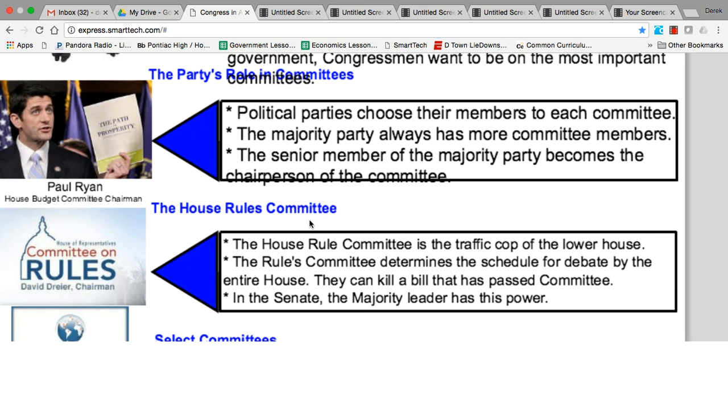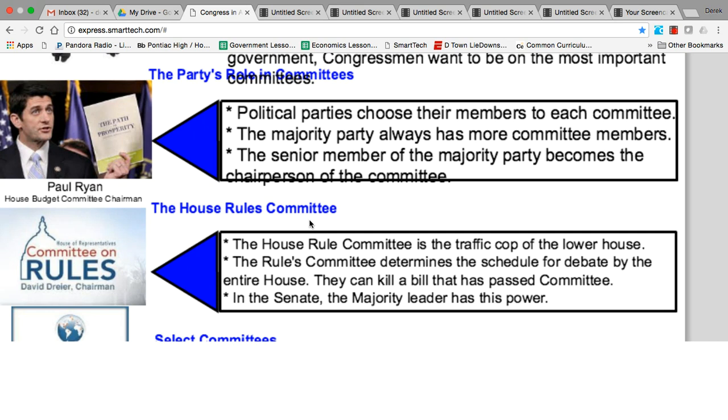It determines the schedule for debate by the entire House. So if the House is going to debate a bill, which it has to do before it can pass it, the House Rules Committee has to put it on the schedule for debate. If the House Rules Committee never schedules your bill for debate by the entire House, then that bill cannot pass and it is dead. The House Rules Committee is very important.